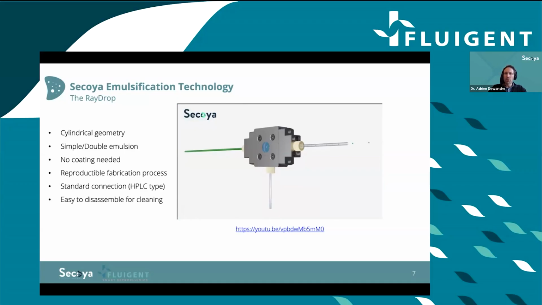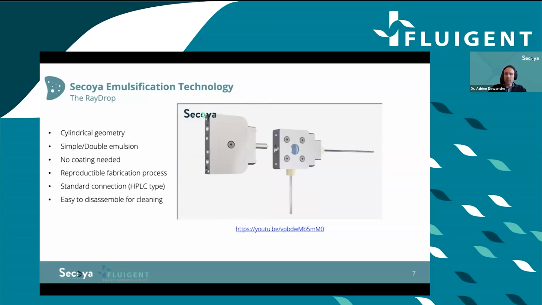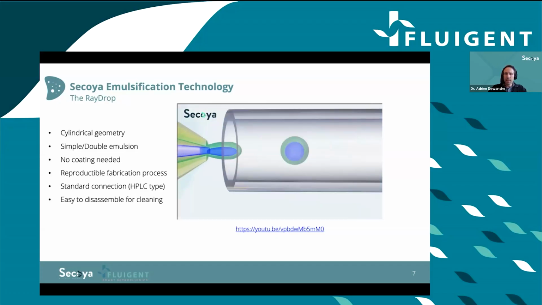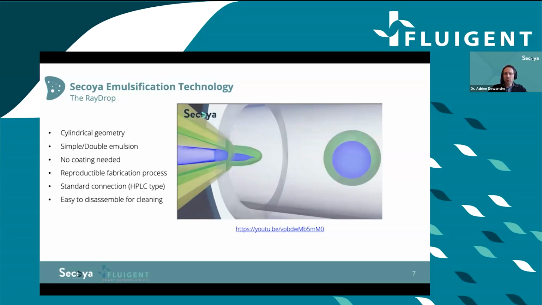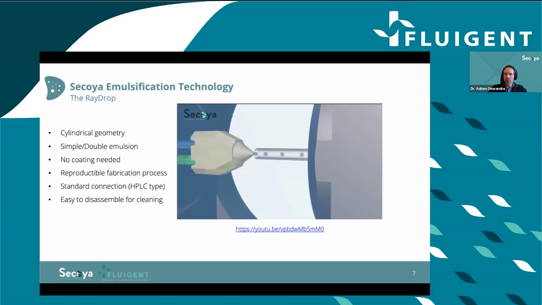Now, if you want to produce a double emulsion, you just need to replace one part of the system, the injection insert, by an insert able to carry 2 phases, the core phase and the shell phase. And in the nozzle, at the tip of the nozzle, the core phase is surrounded by the shell phase, leading to the formation of a very monodisperse double emulsion.